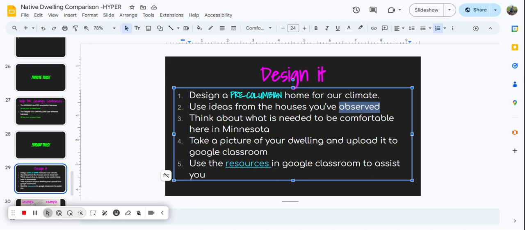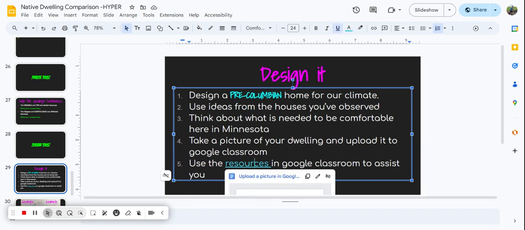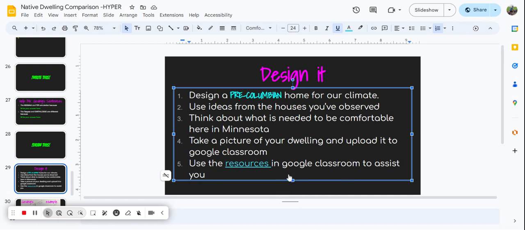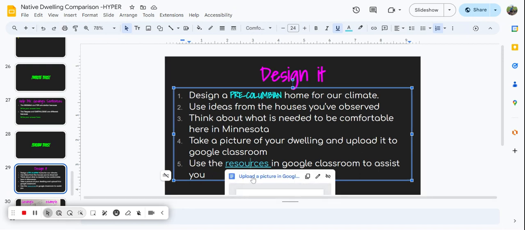You're going to take a picture using your webcam of that dwelling, and you'll upload it. There are resources. If you don't know how to upload that picture, click right here. It says upload a picture. In Google Classroom, I have shown you how to do it. When you get ready to upload your picture, click right here, Classroom Resources.